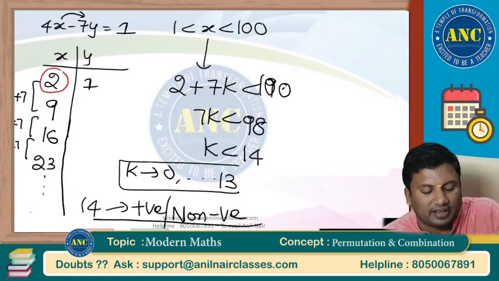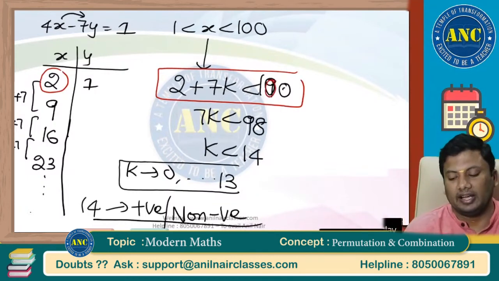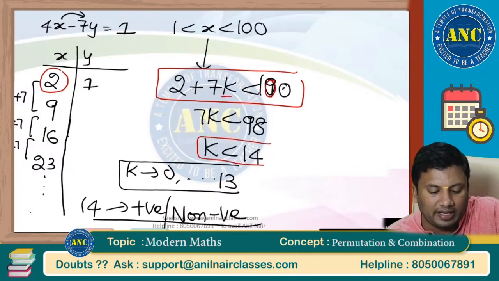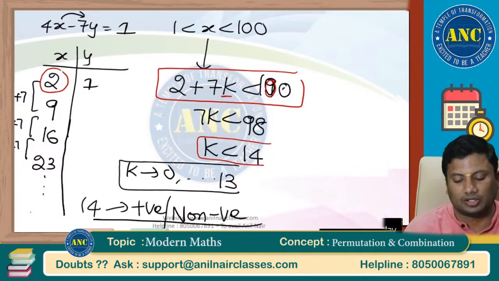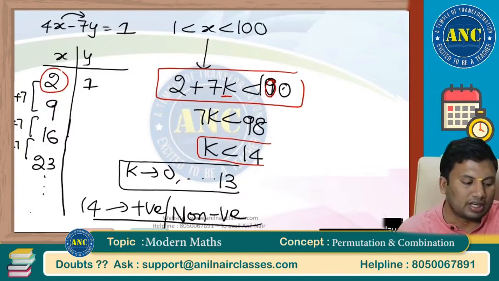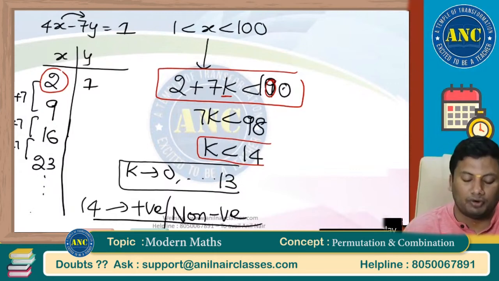The lowest value of x is 2, and every time it is increasing by 7. So, 2 plus 7k is less than 100, so k is less than 14. If k takes 0, I will get the lowest value. So k goes from 0 to 13. The answer is 14 positive or 14 negative?